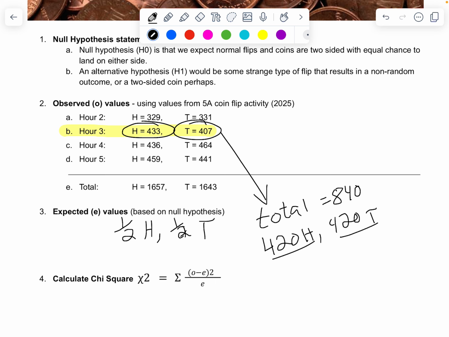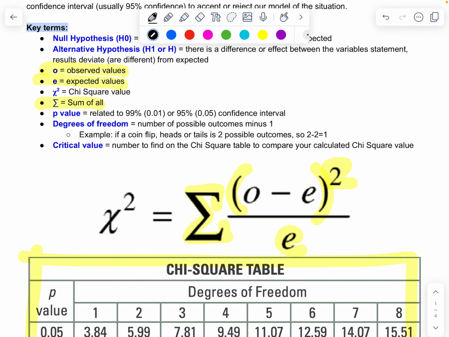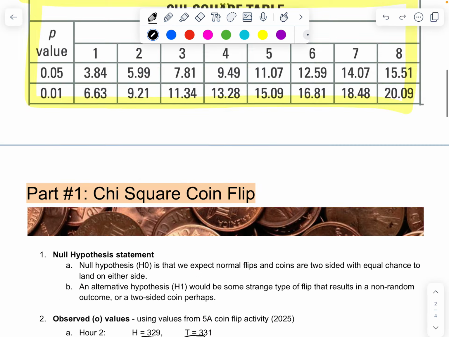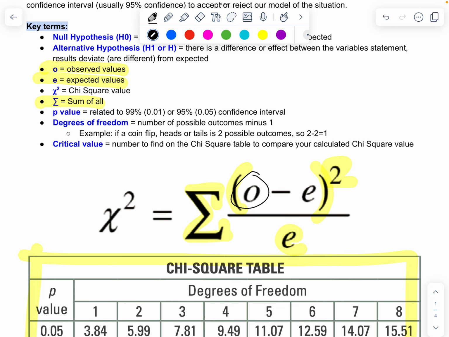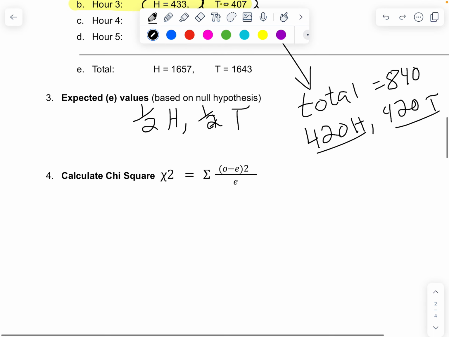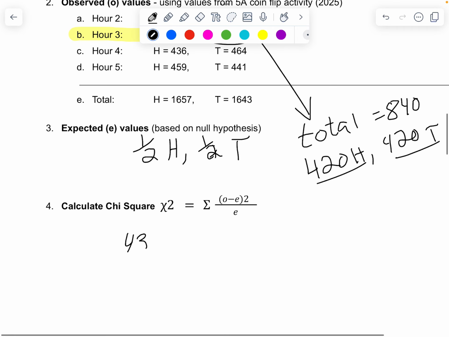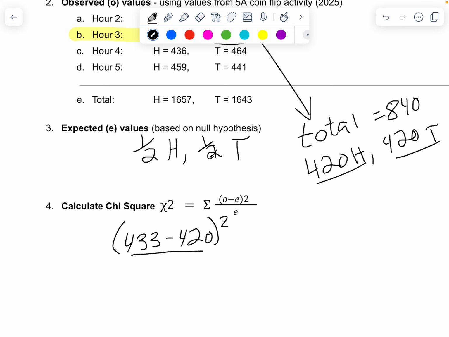So now we can do this because that's all we really need to know. We just need to know observed and expected. So let's use our formula here: observed minus expected squared divided by expected for each. Observed heads is 433. Expected is 420, divided by expected.